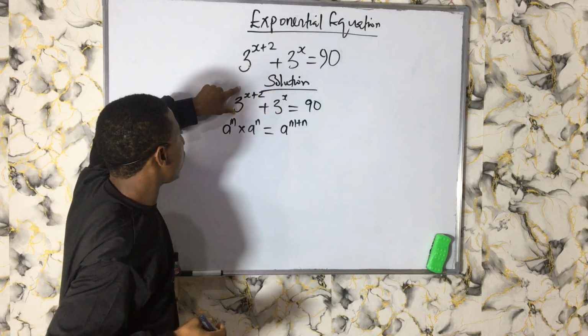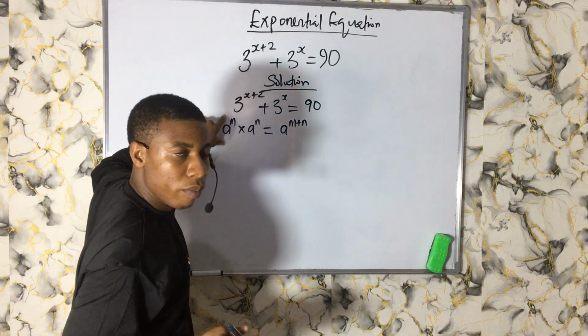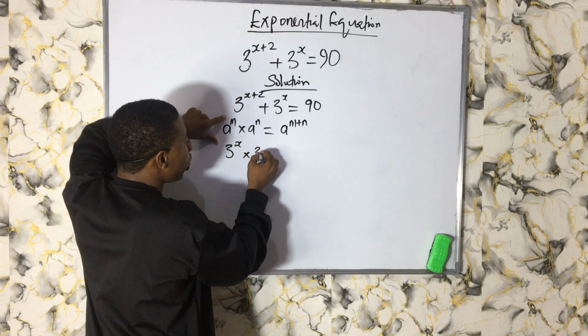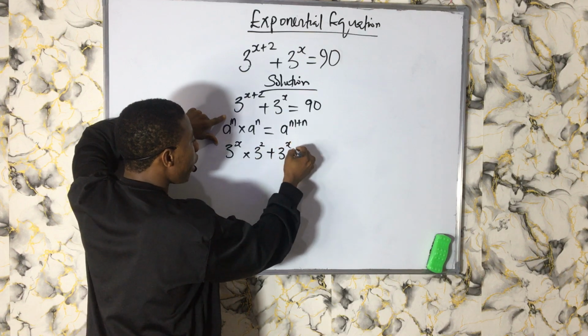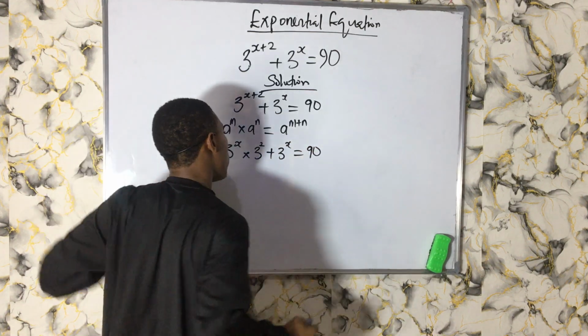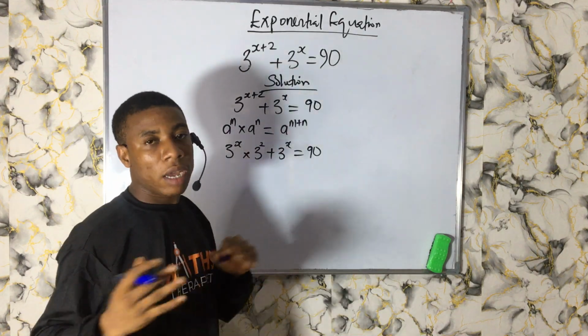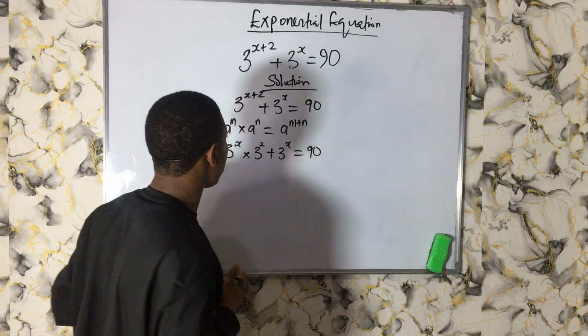So now this term, 3 raised to the power x plus 2, we're going to transform into this form. That can be written as 3 raised to the power x times 3 raised to the power 2, plus 3 raised to the power x equals 90. Logically, looking at this, we have arrived at an answer already, and I believe that the answer will be 2. Let's check it out.